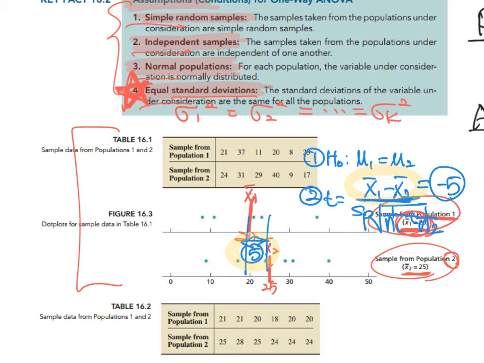How do you think? Can you reject the null hypothesis or fail to reject the null hypothesis? That means now I'm asking you if the difference 5 is big enough or small enough.